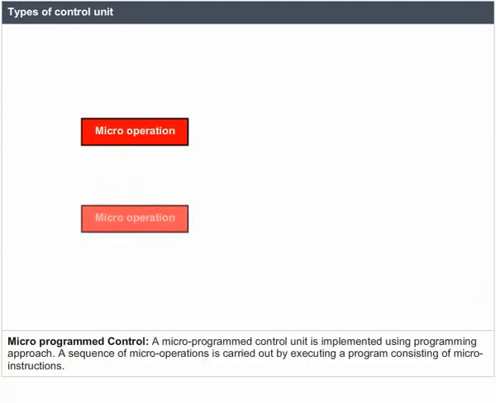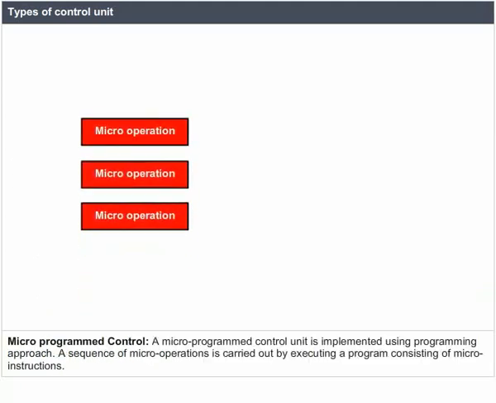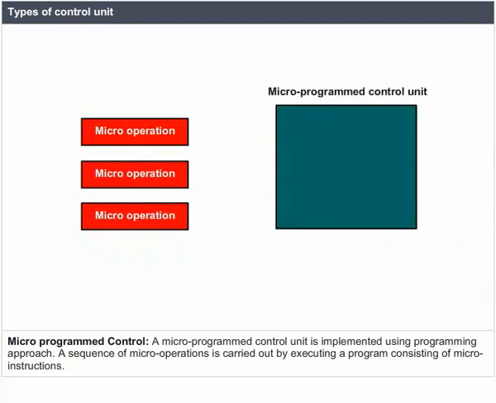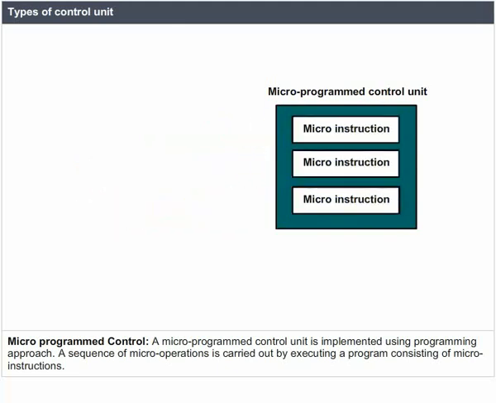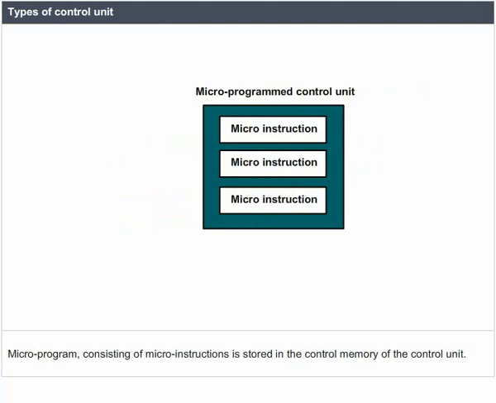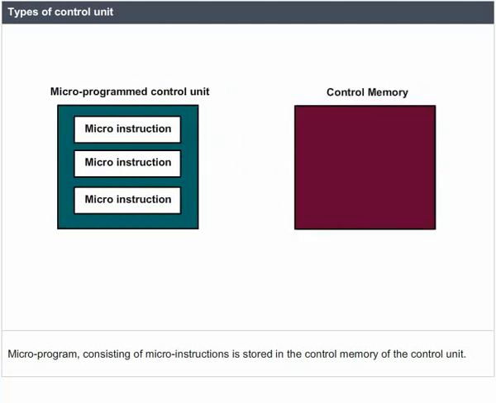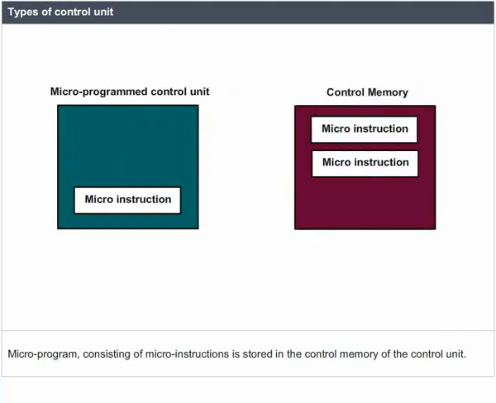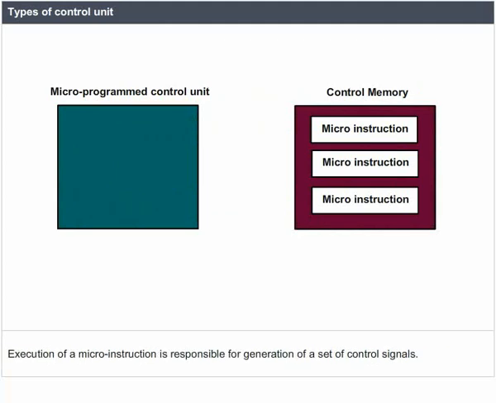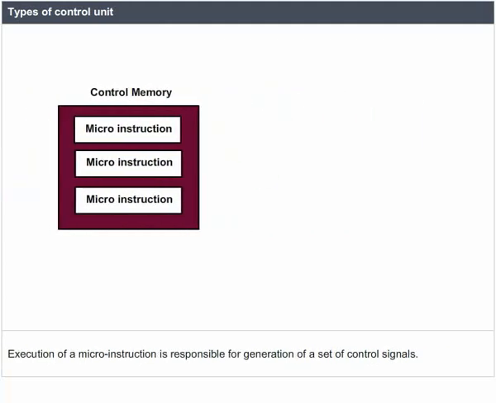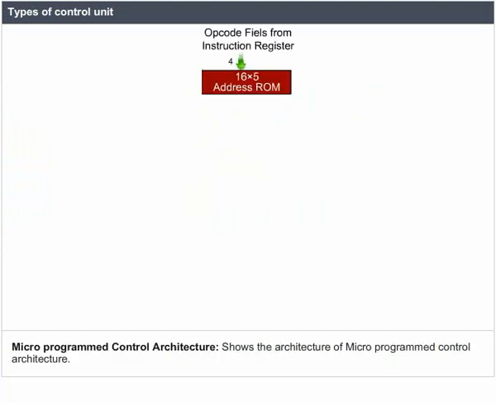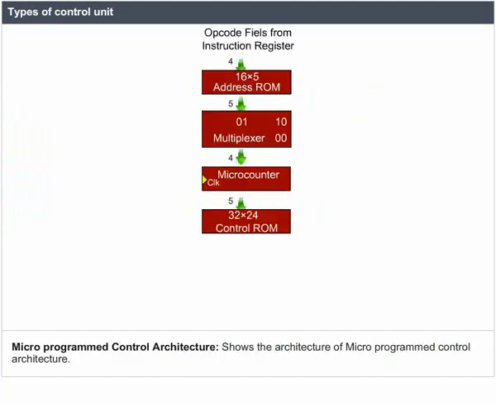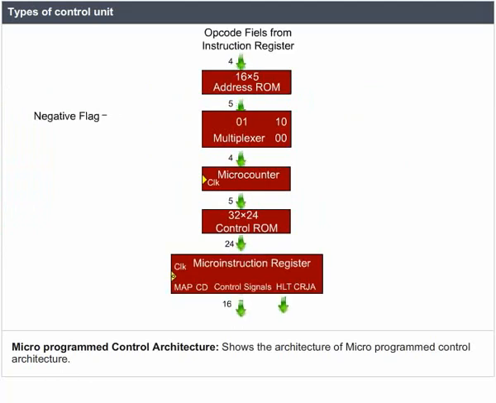Microprogrammed control. A microprogrammed control unit is implemented using a programming approach. A sequence of micro operations is carried out by executing a program consisting of micro instructions. The microprogram, consisting of micro instructions, is stored in the control memory of the control unit. Execution of a micro instruction is responsible for generation of a set of control signals. The microprogrammed control architecture shows the architecture of a microprogrammed control unit.